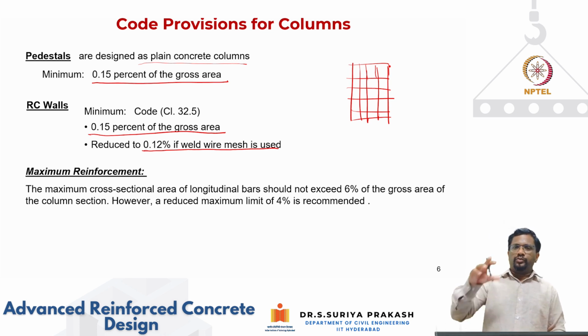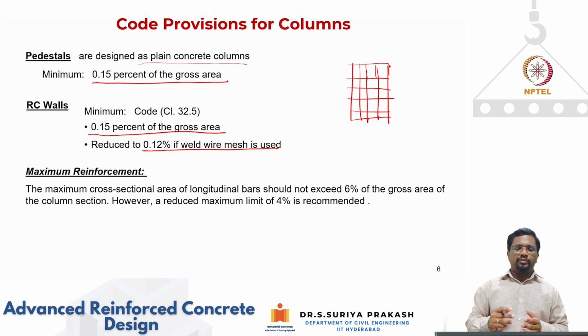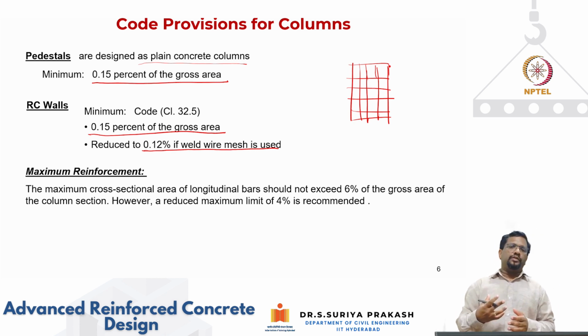Again, why does the minimum reinforcement have to be provided? To take care of the bending resistance. At least the sections or elements should have minimum bending resistance. That is why the code is mandating you to have some minimum longitudinal reinforcement. Now, maximum reinforcement. So let us see now what is the maximum reinforcement. Maximum reinforcement is actually coming mainly from construction point of view.